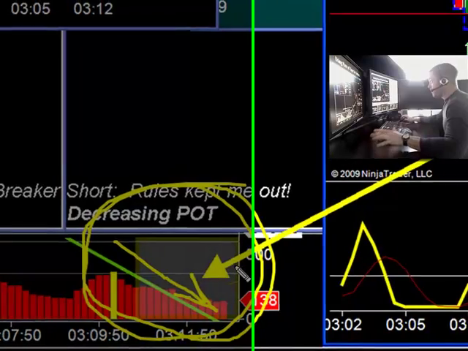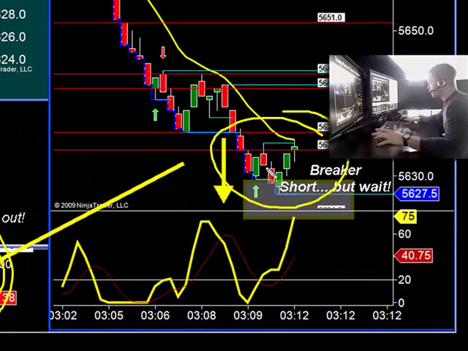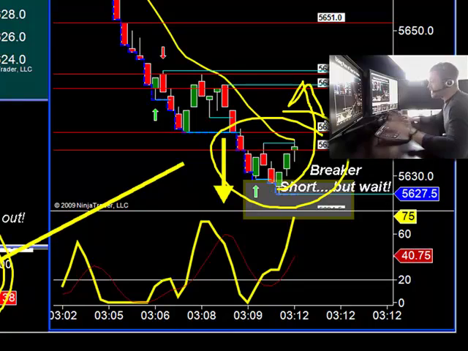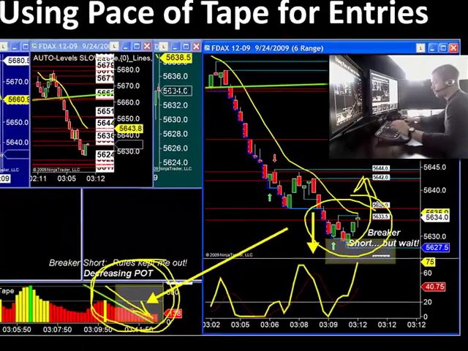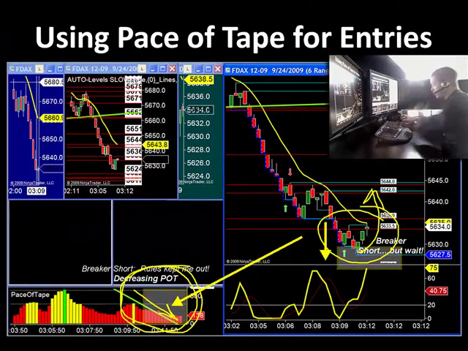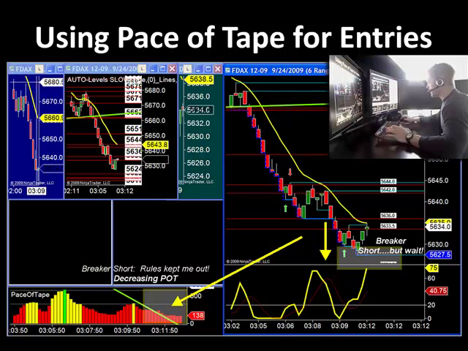Now, of course, in this example, if you guys zoom back out here, we can see looking for a breaker pattern short here, and price reverses. So we see decreasing red pace of a tape. We know to avoid this breaker pattern short. As you guys can see, it quickly reverses, going back to the upside, right? Of course, not in the direction we were hoping to see it go. So we use a decreasing pace of a tape to know when to avoid trades. But what about when we see trades we want to take?